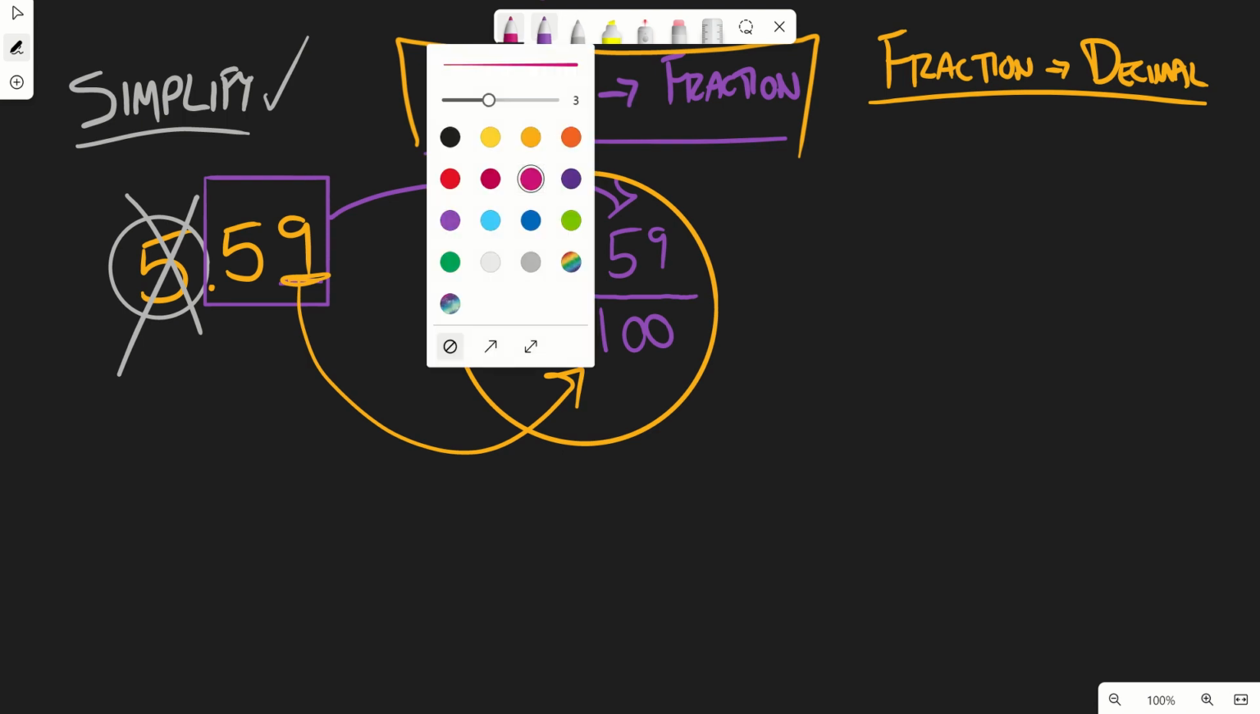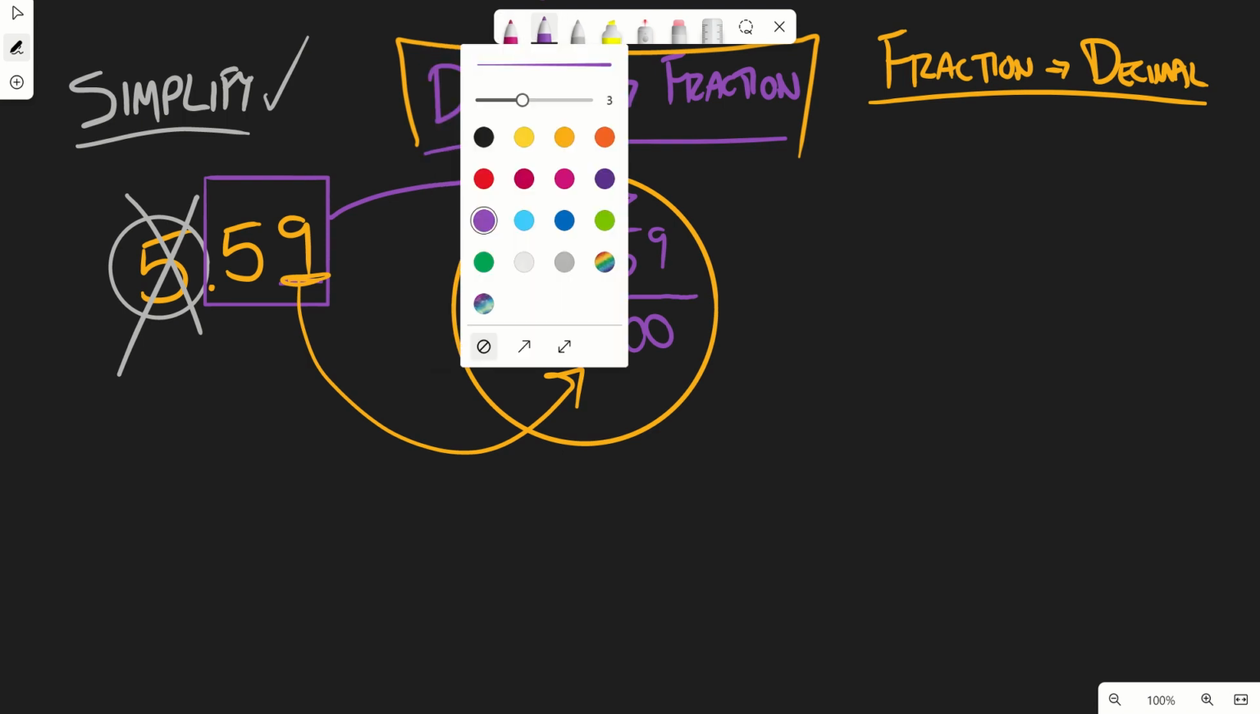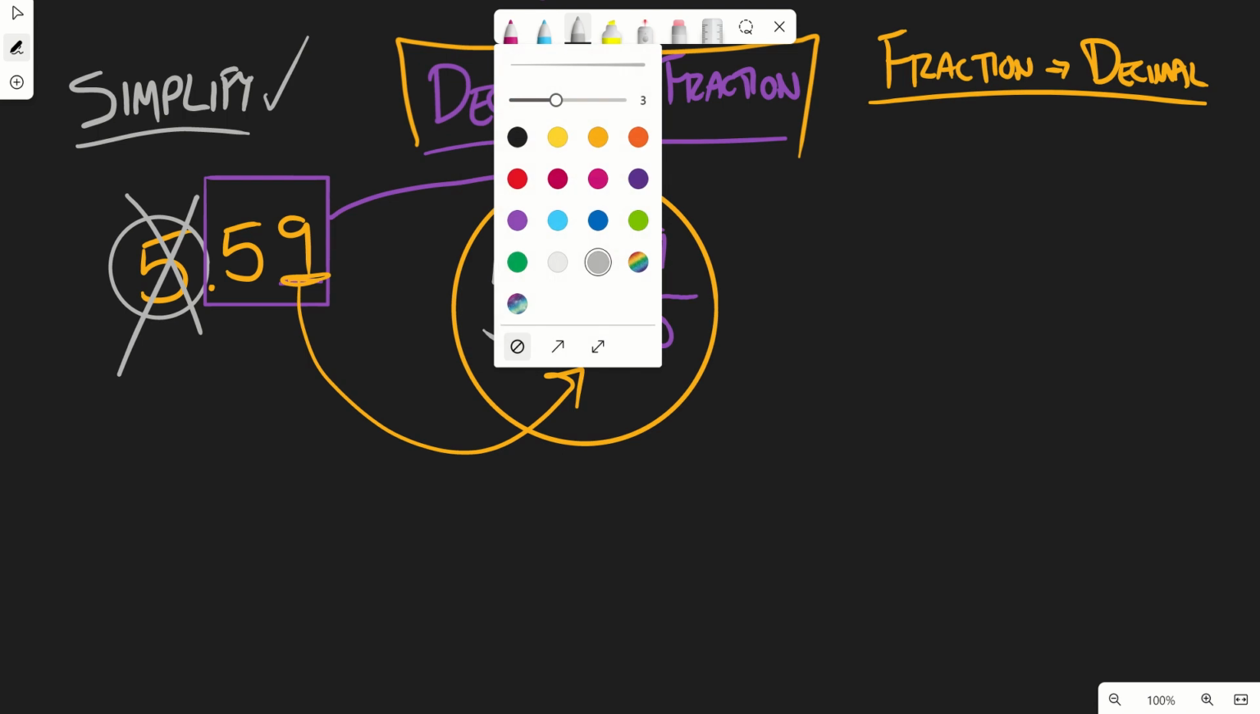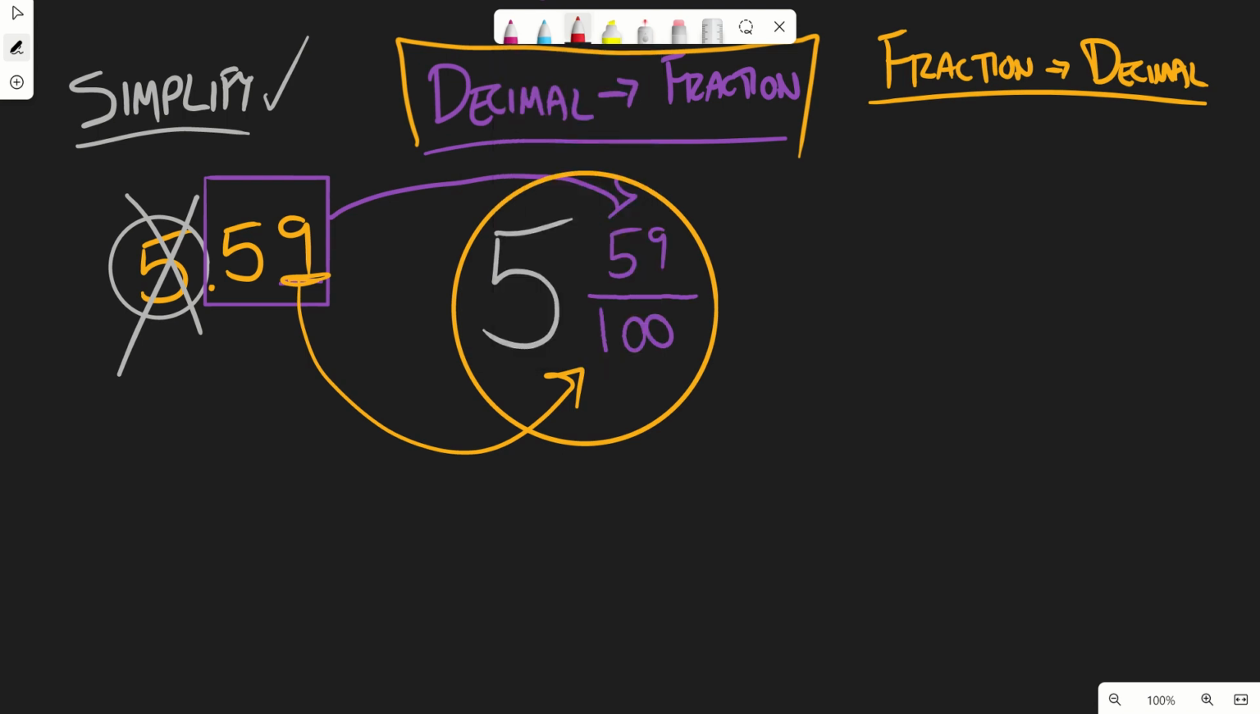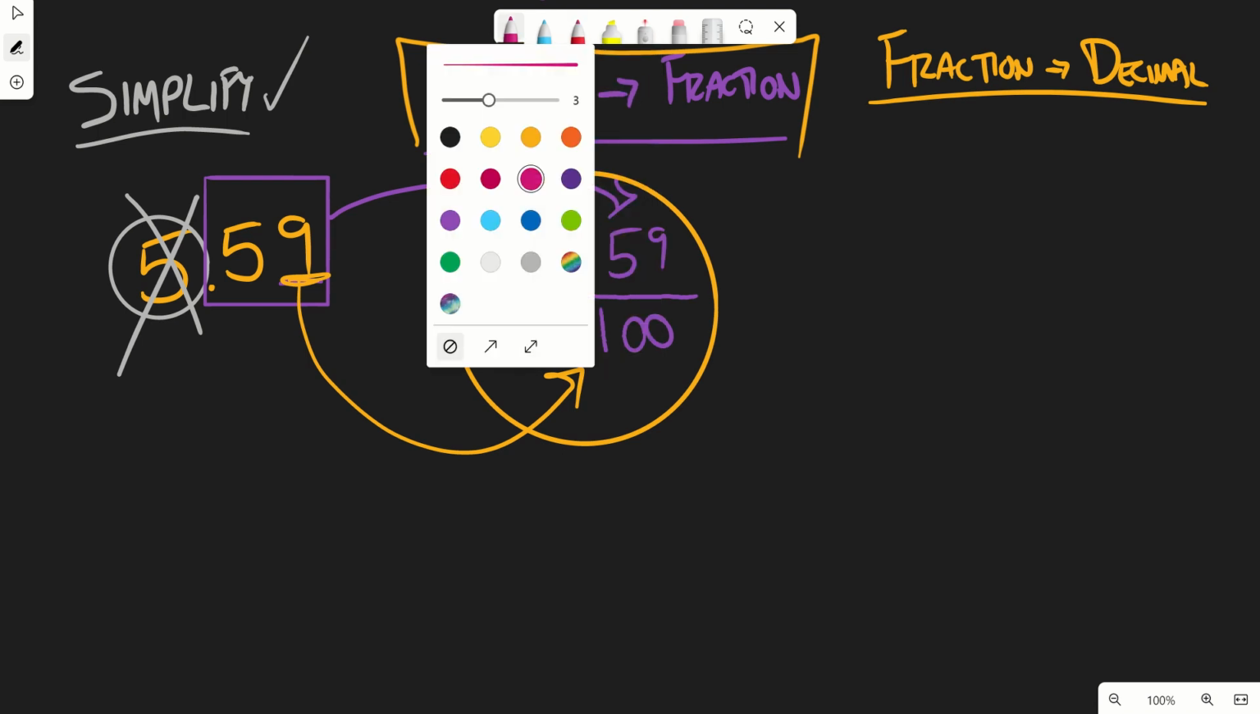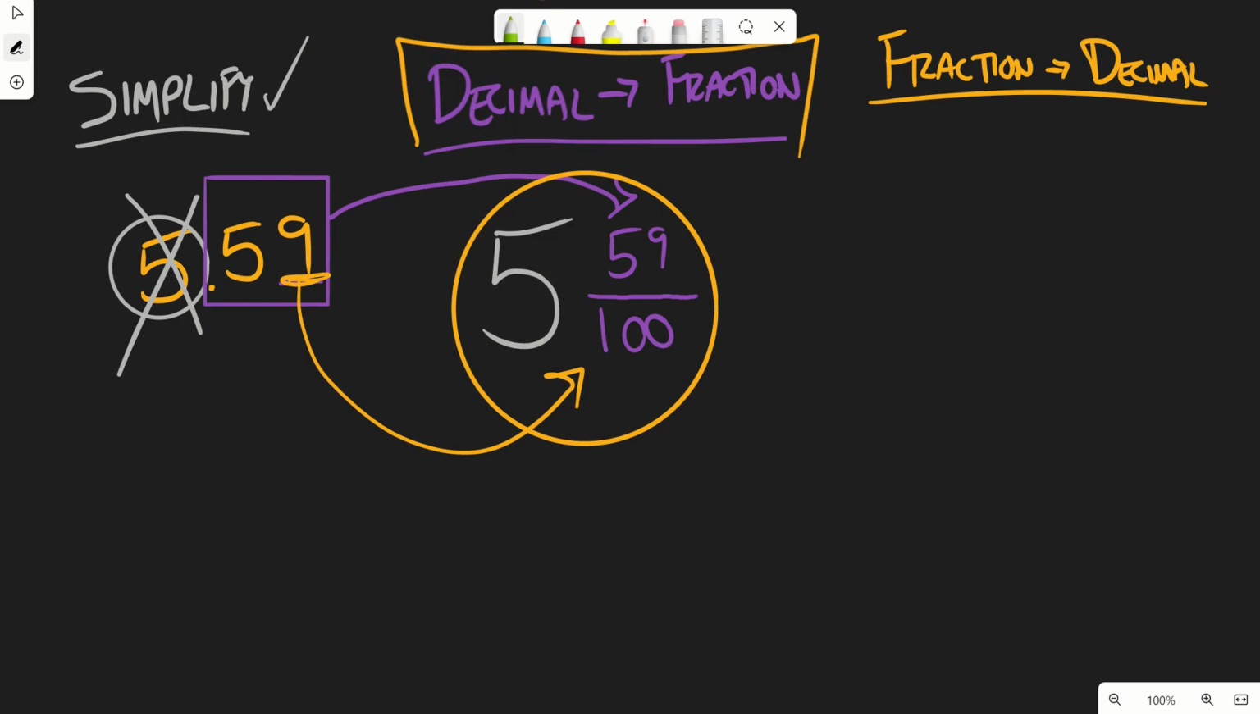Let's change some of my colors here. Go a nice blue, and how about a red? No, that one's already kind of red. We'll go with a green.